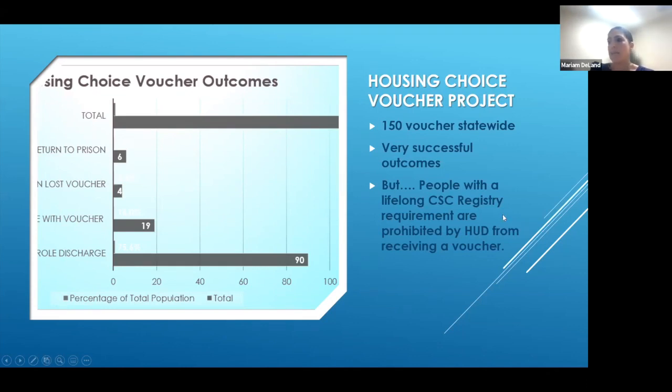So we're pretty proud of that, but we have this huge barrier when it comes to HUD, prohibiting people with a lifetime CSC requirement from receiving a voucher. We have these vouchers, we can't give them to our most difficult population to house in the long term.